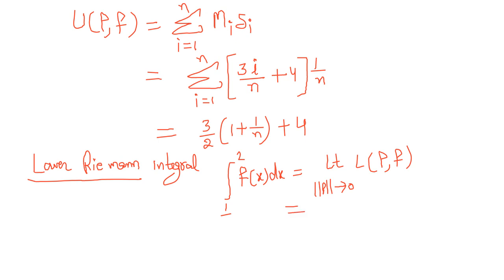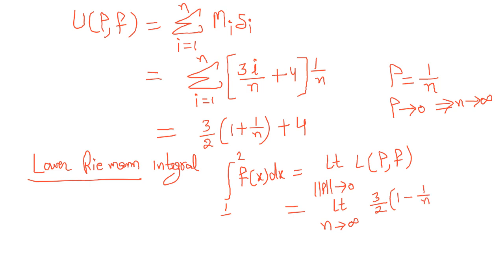So it will be your limit. As we are taking, I am repeating again, as we are getting p equal to 1 by n, when p tends to 0, obviously we will get n tends to infinity. So n tends to infinity of 3 by 2, (1 minus 1 by n), plus 4. Something over infinity is 0. So it is 3 by 2 plus 4. In this way, this is 11 by 2.